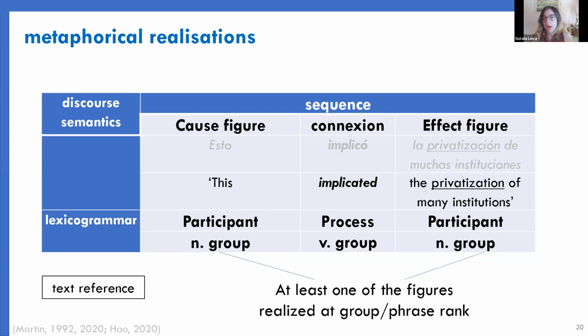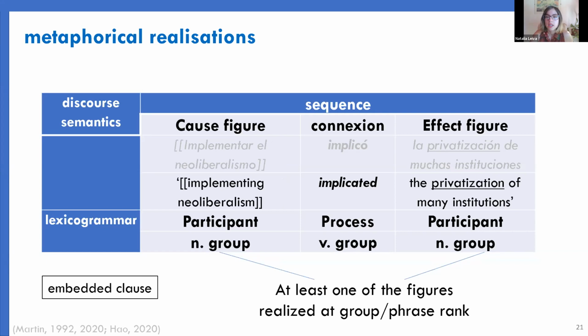But it can also happen through text reference, this implicated, and embedded clause, implementing neoliberalism implicated. Both nominalizations, text reference, and embedded clauses allow a figure or a series of figures to be packed as a participant and thus contribute to map a sequence within a clause. So they are considered to be experiential metaphors, at least in this environment.